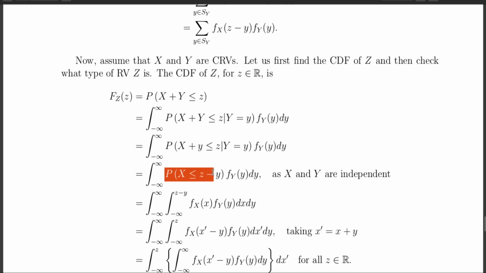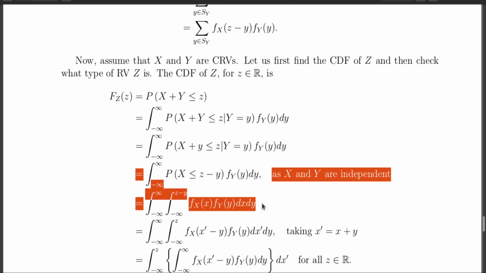Now this part is nothing but the cumulative distribution function of X. So this one can be written as the integration of the marginal density function of X. I can write the probability that X is less than or equal to z minus y as the integration from minus infinity to z minus y of the marginal density function of X, dx.